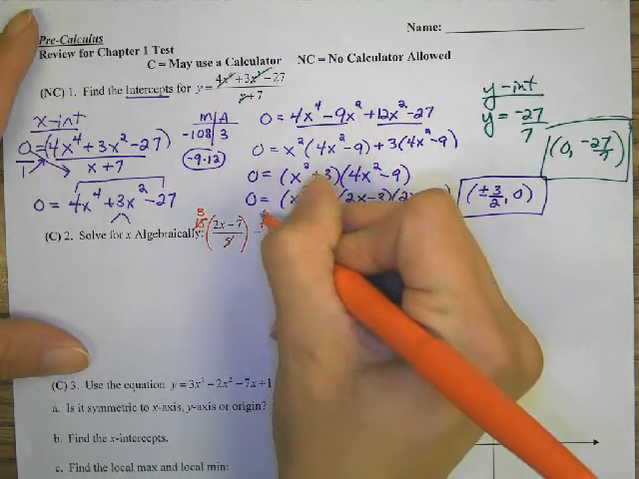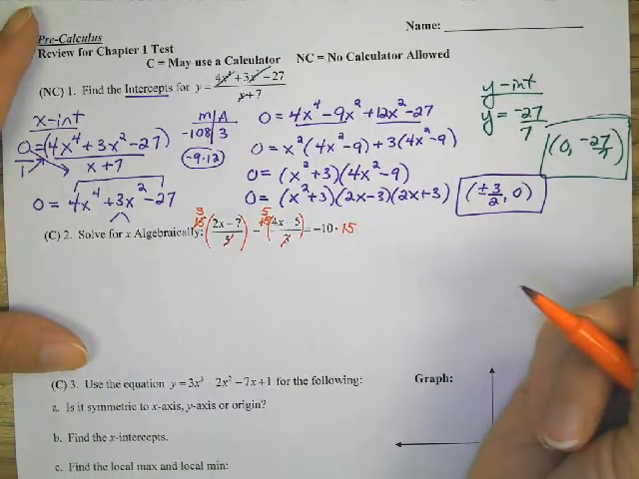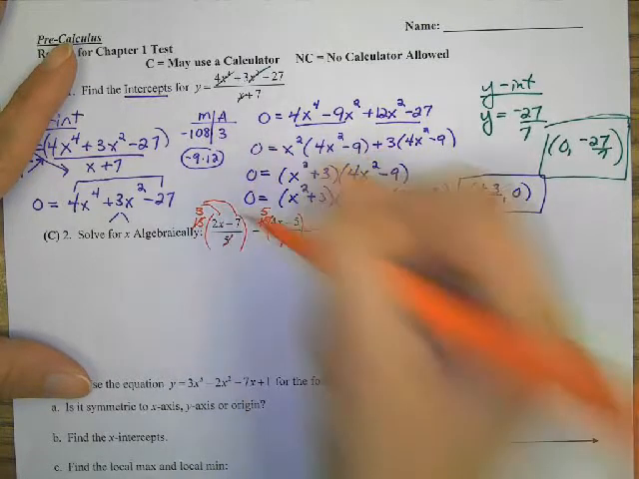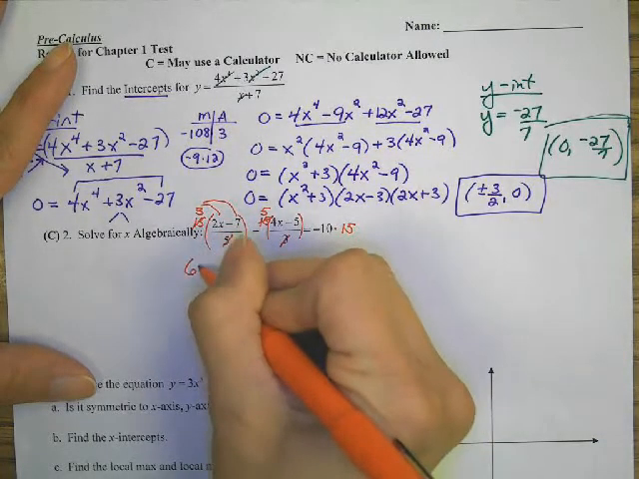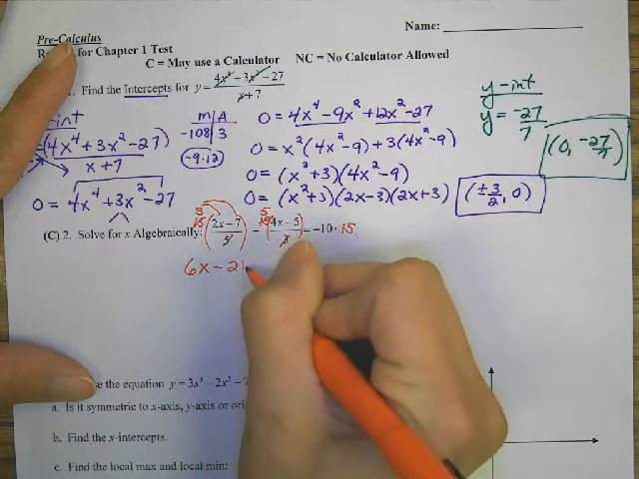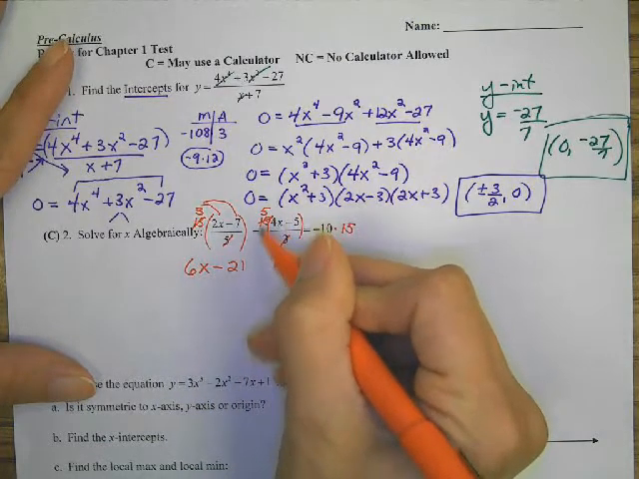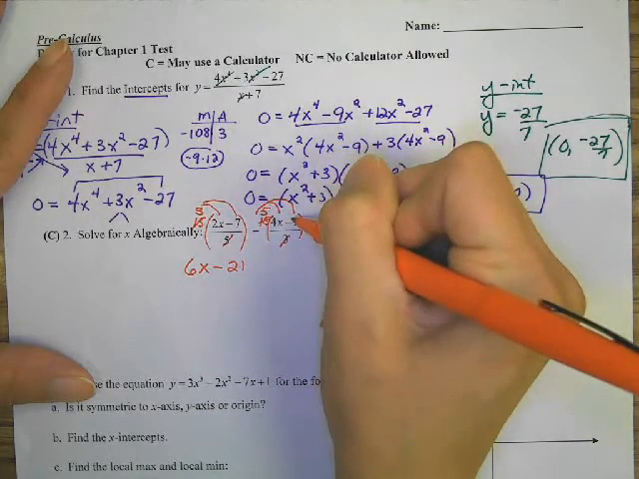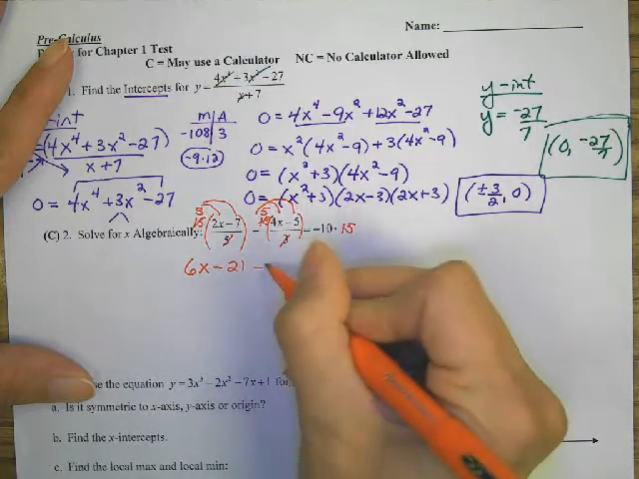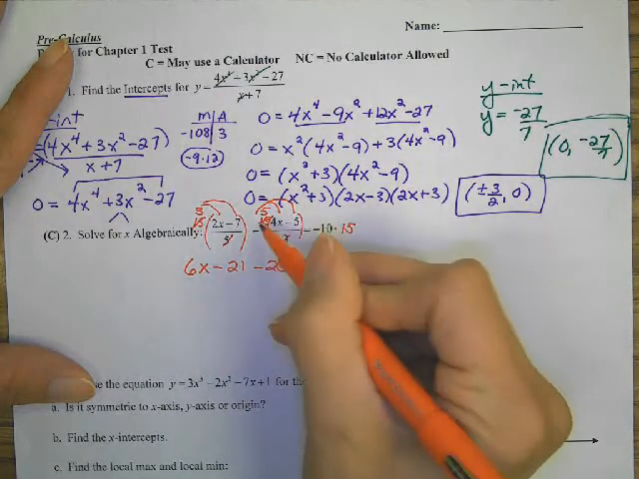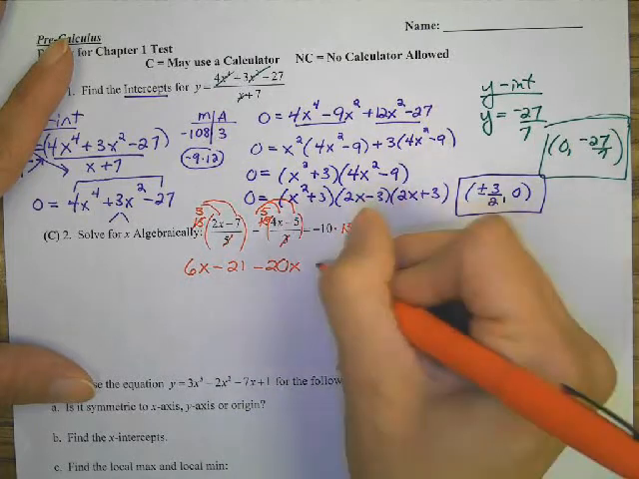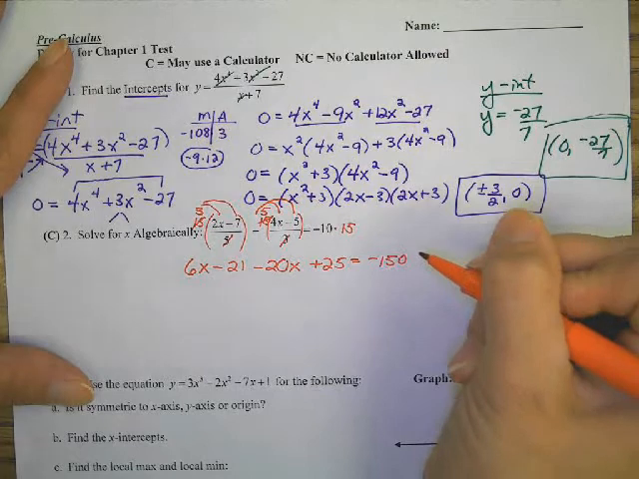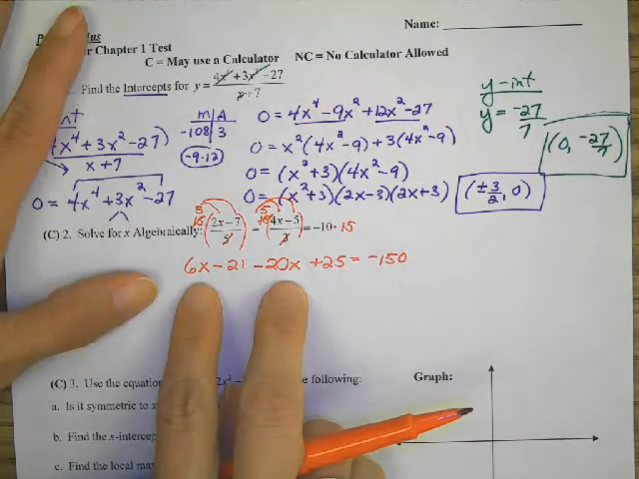3 is going to get multiplied into this quantity here and make 6x minus 21. This is a minus 5. So I'm going to distribute a negative 5 into both of these right away. Okay, negative 20x. And a negative times a negative makes positive 25 equals negative 150. Let's go ahead and add our like terms. The x terms here are going to combine to make negative 14x. The numbers combine to make positive 4.